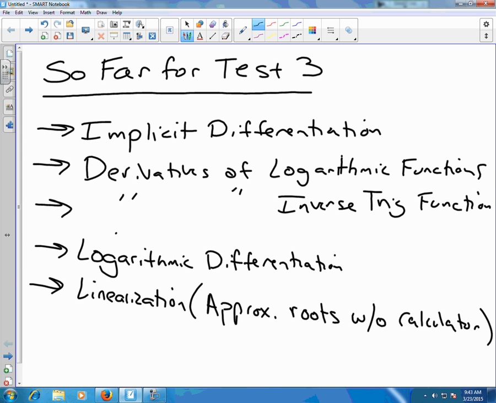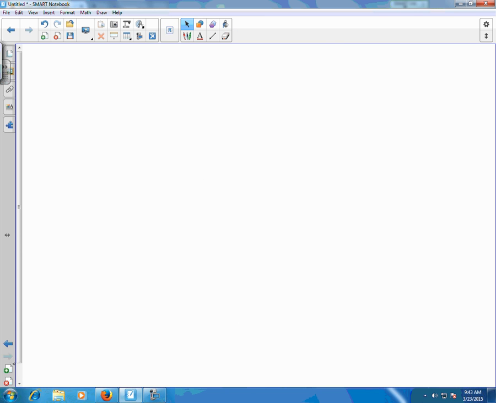Okay. So let's see. The last thing that goes on this test that we haven't talked about, section 10 in chapter 3.